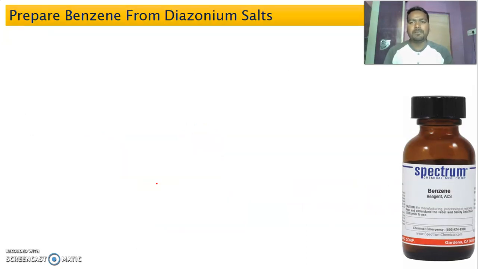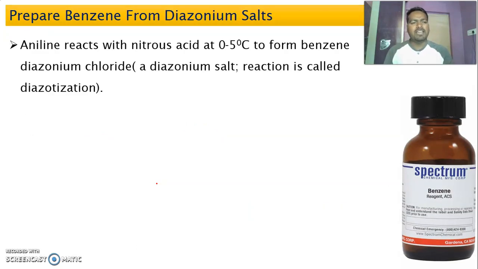Let us see the next method, benzene diazonium salt. These diazonium salts have very good synthetic applications. By using this diazonium salt, we can synthesize many organic compounds containing different functional groups. So in that sense, we are going to prepare the compounds of benzene by using diazonium salt.